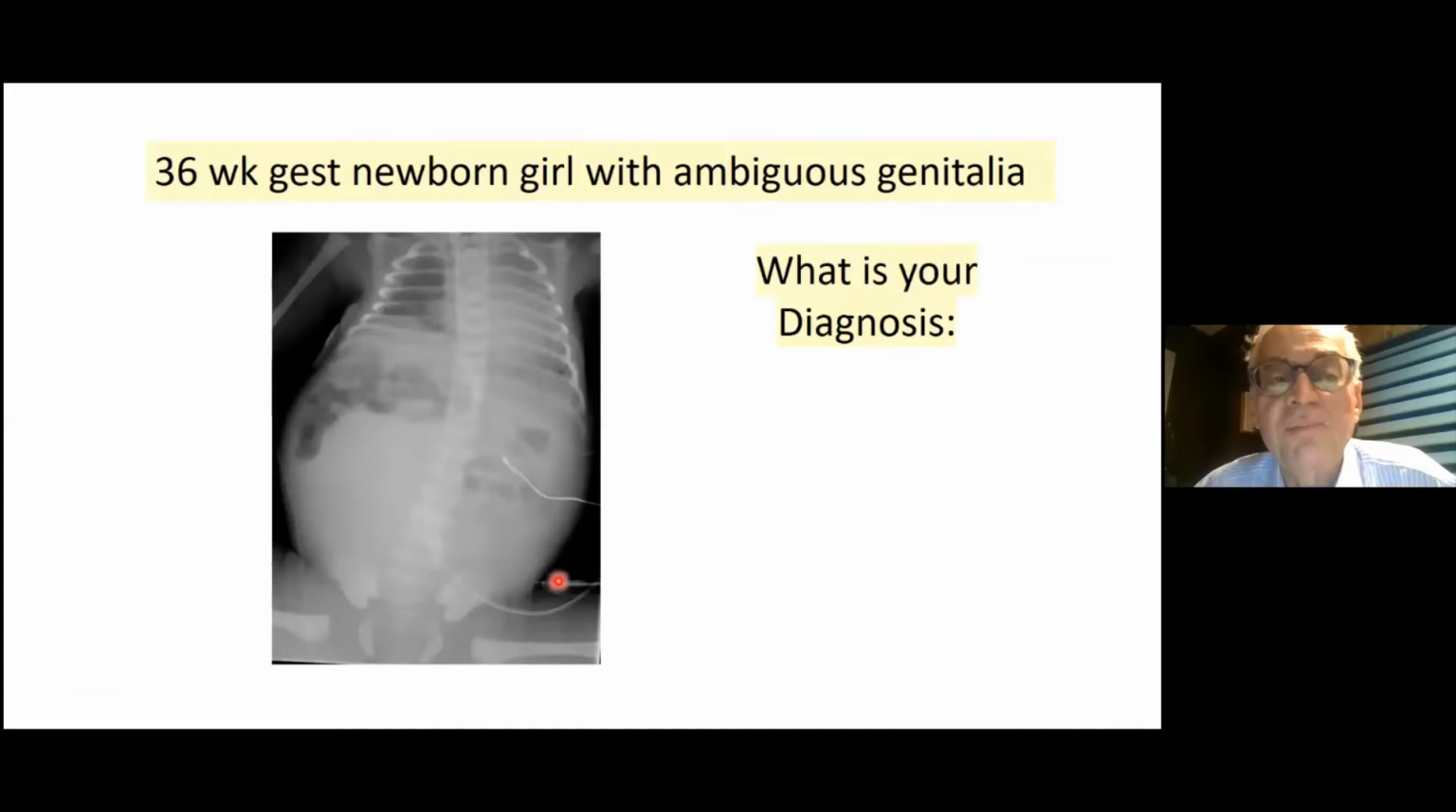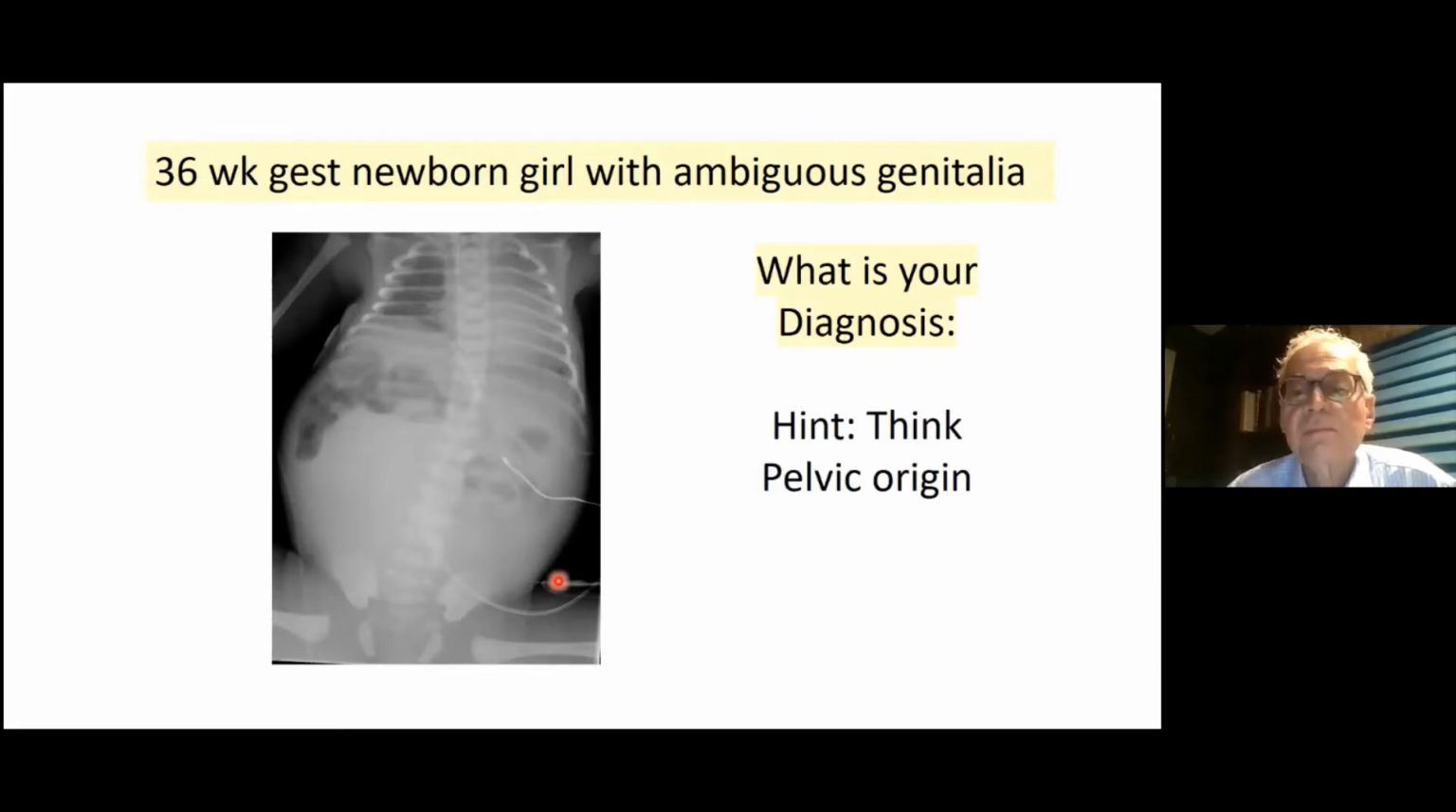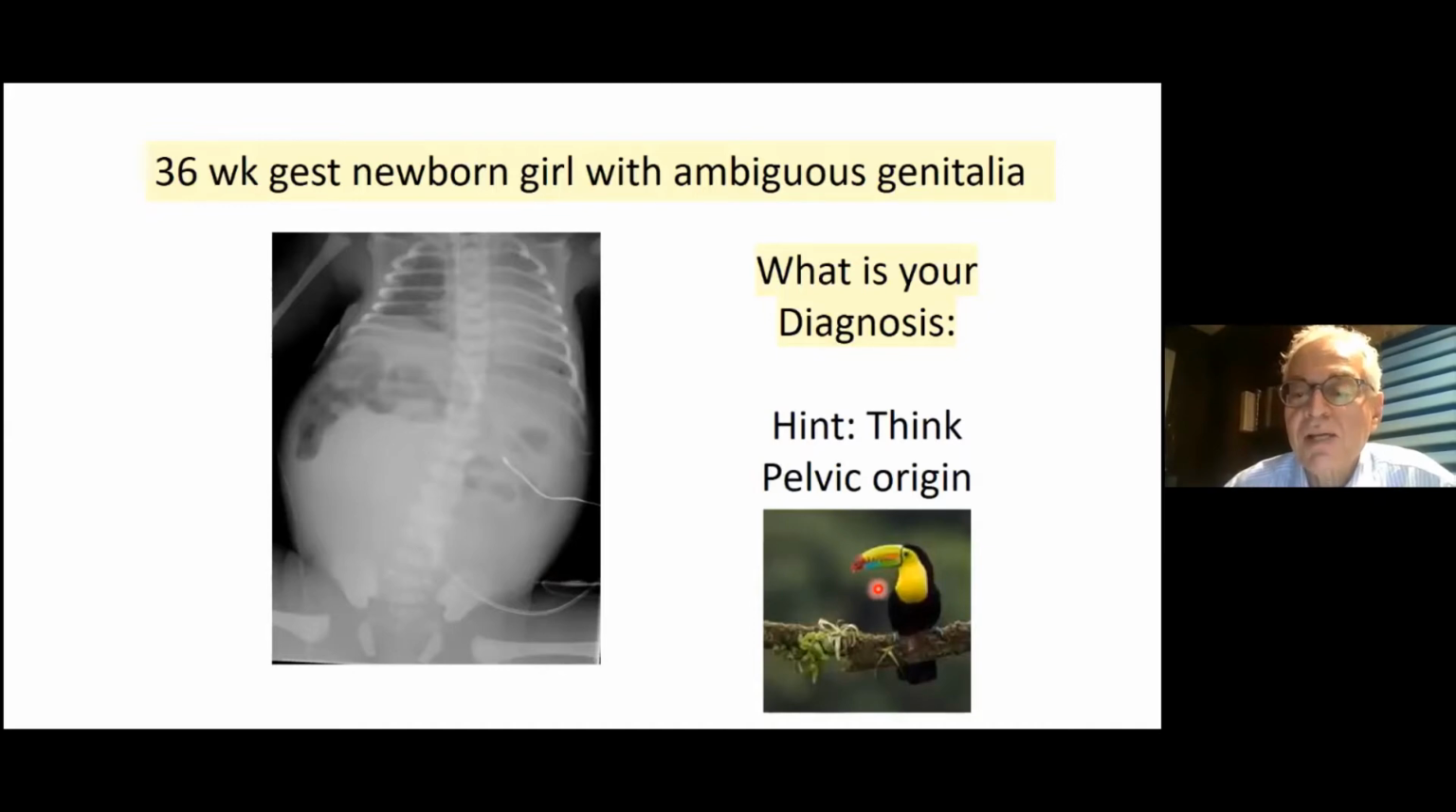Okay, how about this one? Here's a 36-week gestation girl, somewhat ambiguous genitalia. This is a plain film of the abdomen again. Remember we said most are renal, then there's GI, there's pelvic, there's adrenal. Okay, let's see what we got here. I'm giving you a hint here, think pelvic. There's a second hint if you need help with that. Anyone want to guess what sort of problem this patient has? It's a girl with ambiguous genitalia.